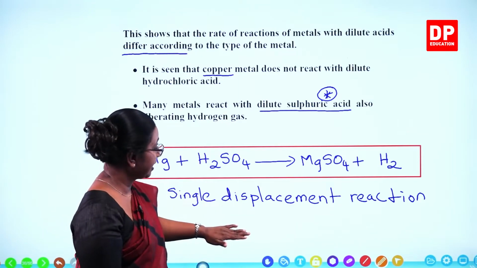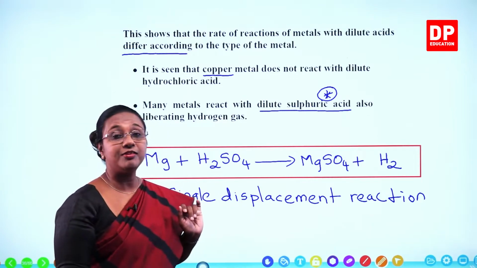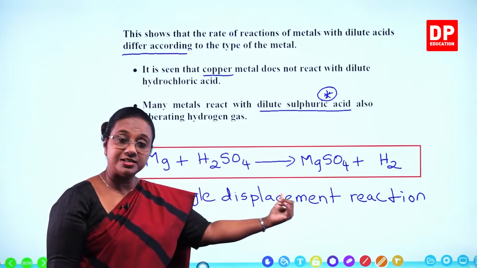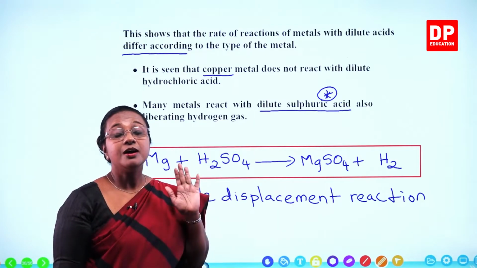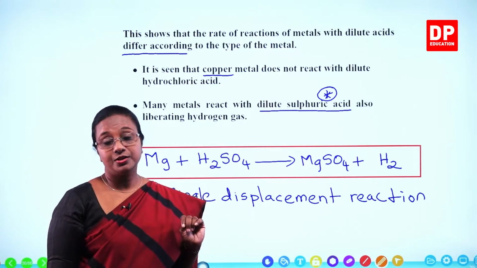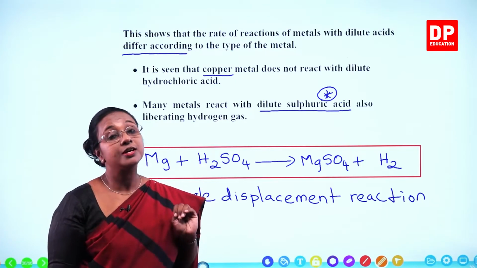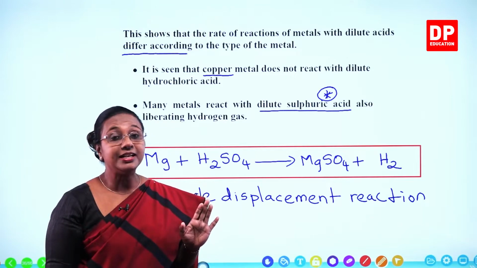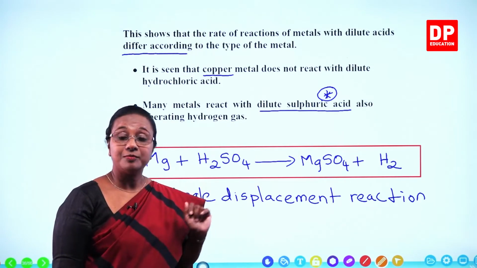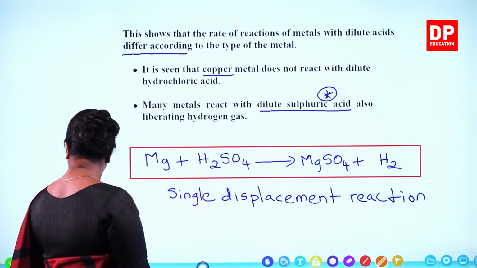So, these reactions, what we have written as single displacement and as common reactions, we have considered a few. Those are with dilute acids only: dilute hydrochloric acid and dilute sulfuric acid. Is that clear to you all? You all have to remember that. With that, I am going to move on to the next slide.